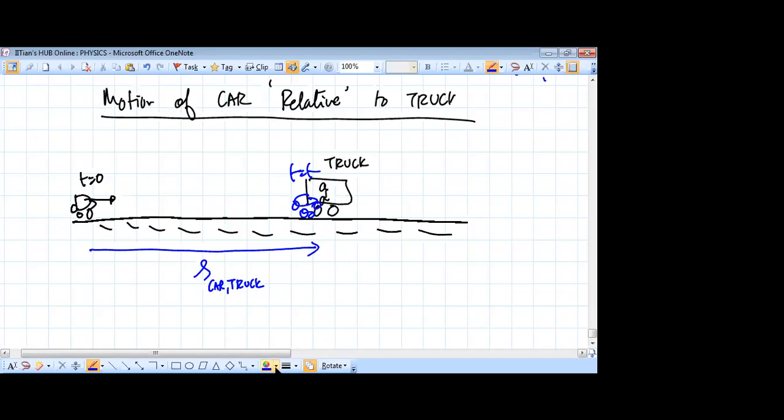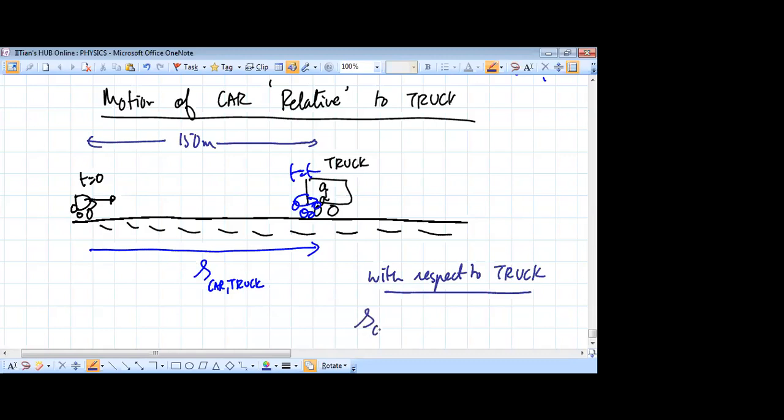So this is the displacement of the car with respect to the truck in that time. Yes, Aparna, correct. Good. Whereas we know that this is 150 meters. So with respect to the truck, the displacement of the car with respect to the truck should be equal to plus 150 meters in time t.